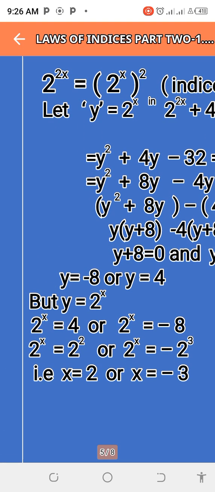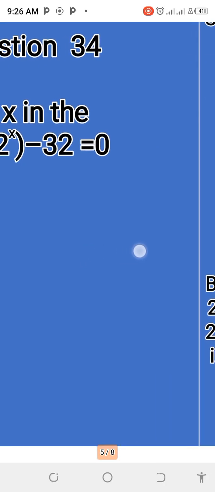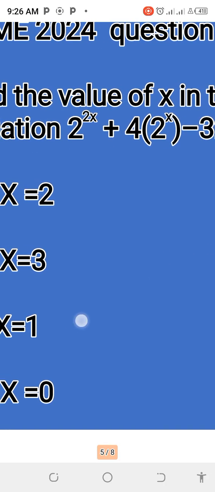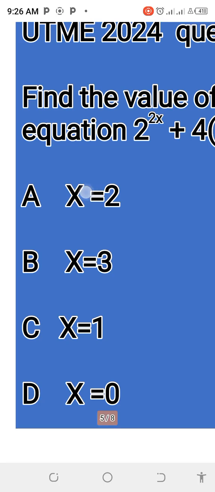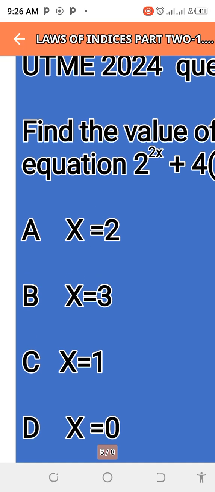So let us go and see the answer among the options. We have 2 or minus 3. x is equal to 2 or x equals minus 3. The closest answer here is option A. x is equal to 2. Let's go.